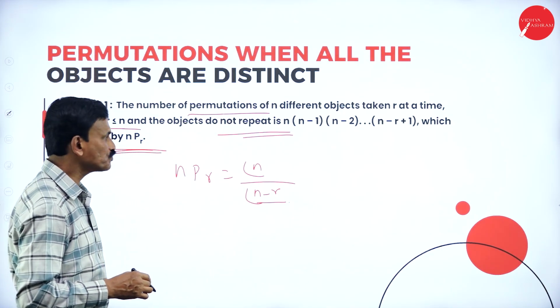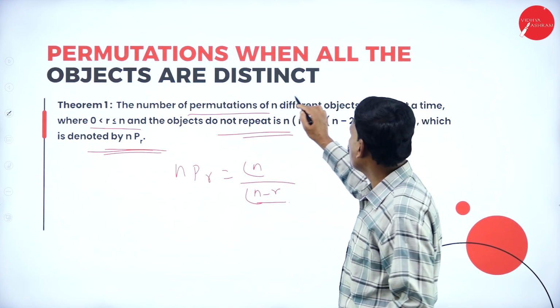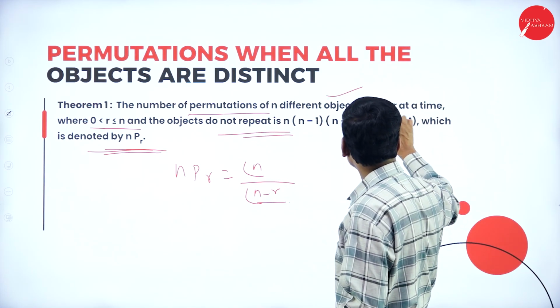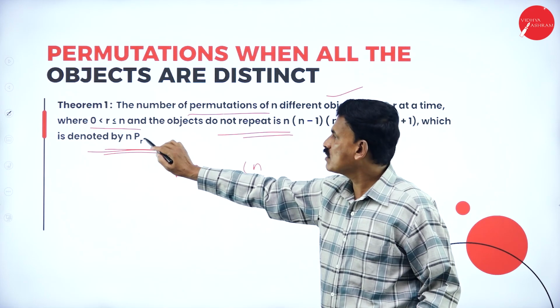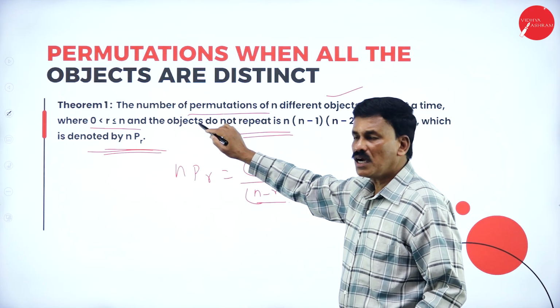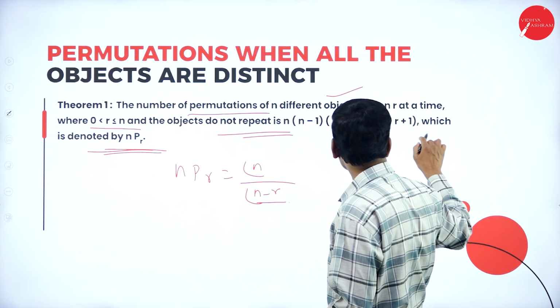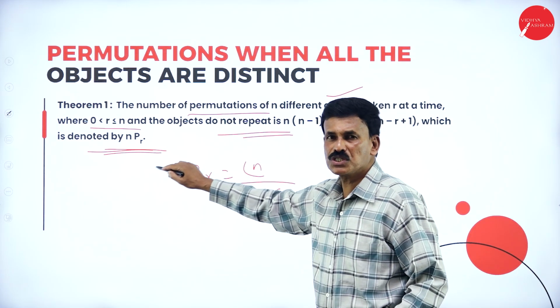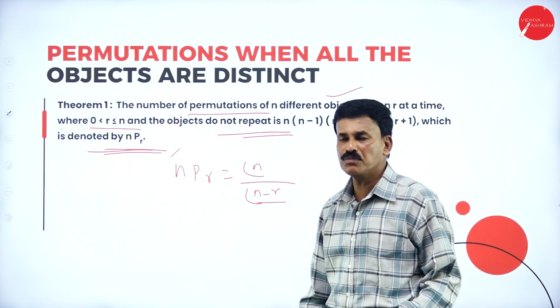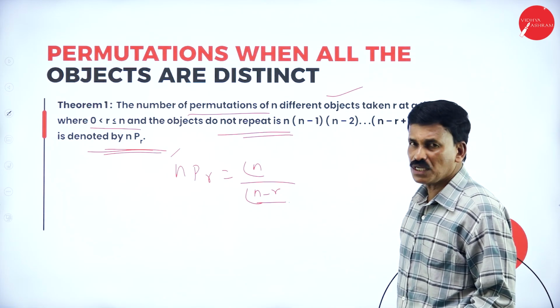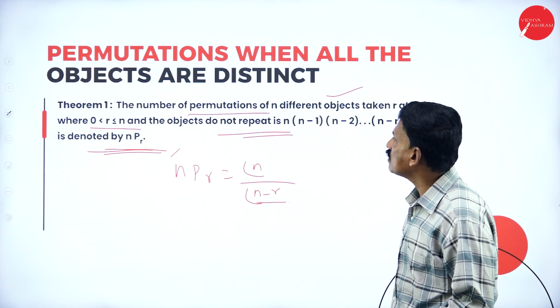That is it. So, the number of permutations of n different objects taken r at a time, where r is between 0 and n and the objects do not repeat, is n into n minus 1, n minus 2, etc., n minus r plus 1, which is denoted as nPr and is given by nPr equal to factorial n divided by factorial n minus r.